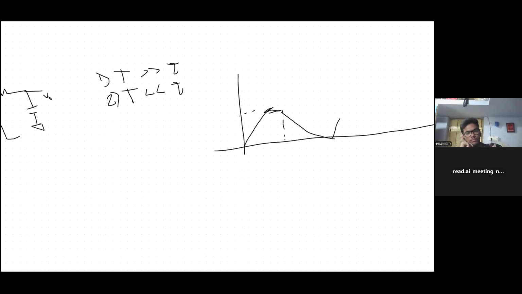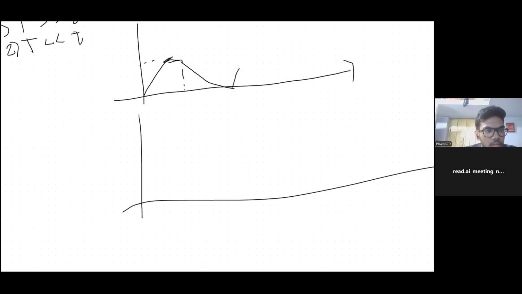So then can you quickly draw for the second one? During the second case. Can you try to follow my page here, the whiteboard? I am following. Okay, fine.